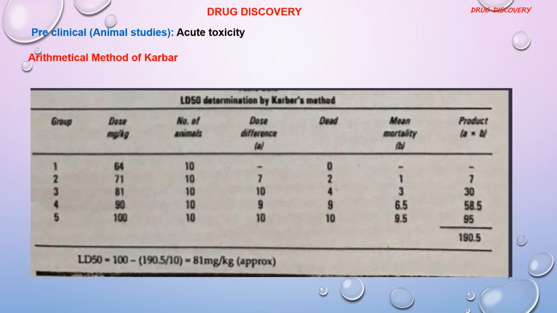The LD50 value is calculated as the LD100, that is 100, minus 190.5 divided by the total number of individuals in each group, that is N. This comes to be 81 mg per kg of the body mass.